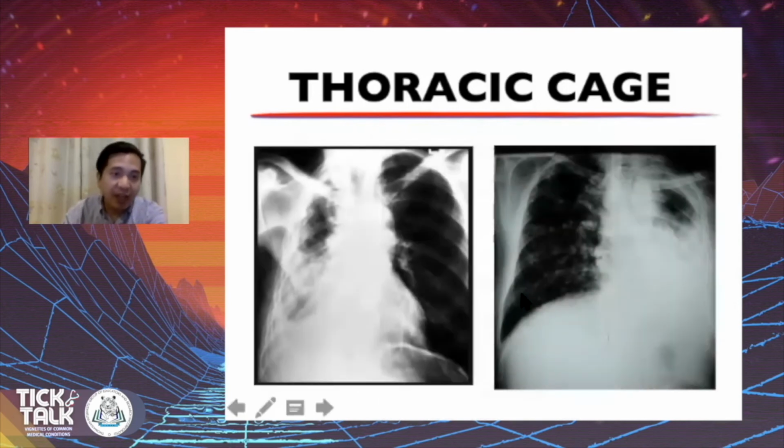Now, these are the examples of narrowed intercostal spaces. As you can see on this first film, there's narrowing on the right with compensatory widening of the left intercostal spaces. We will explain this further later. And on the second film, we have widened intercostal spaces here and narrowed intercostal spaces here. Most likely, in the narrowed intercostal spaces, there is atelectasis or lung collapse, and because of that, the widened intercostal spaces are compensatory.